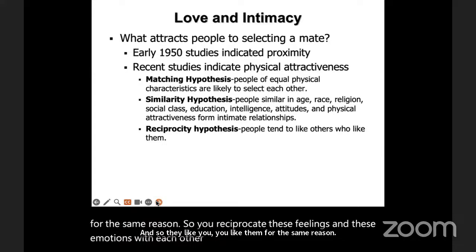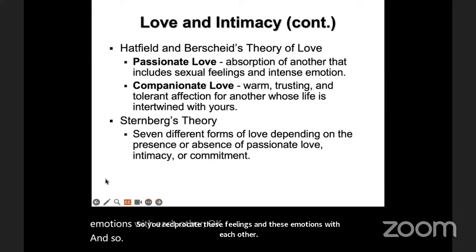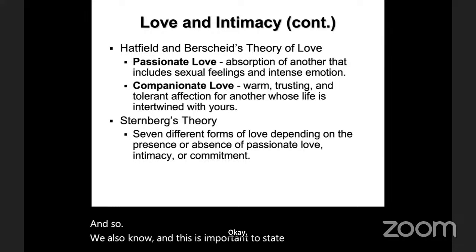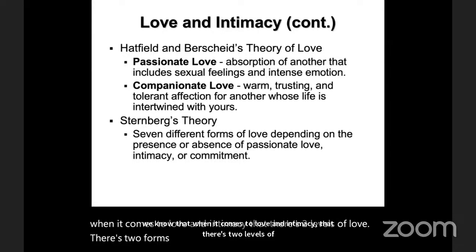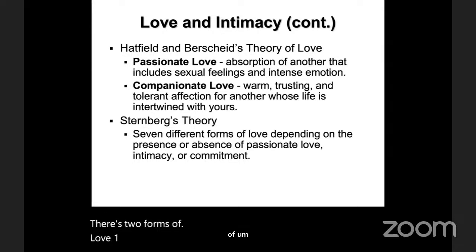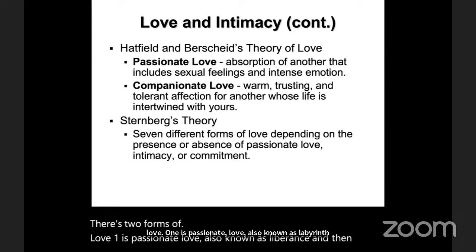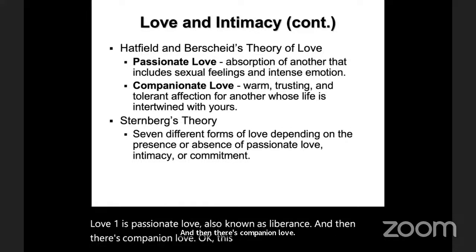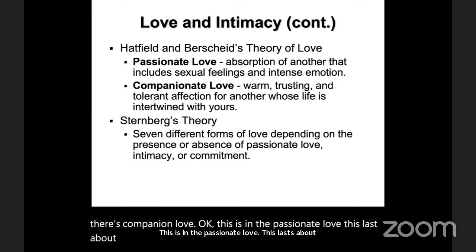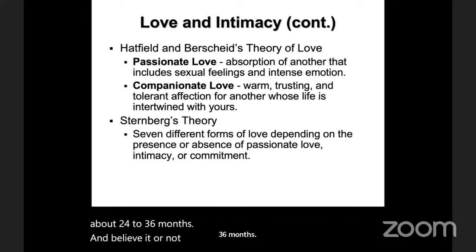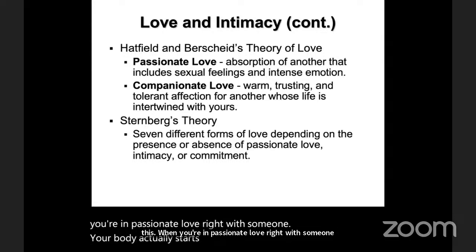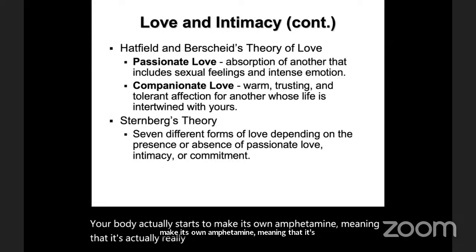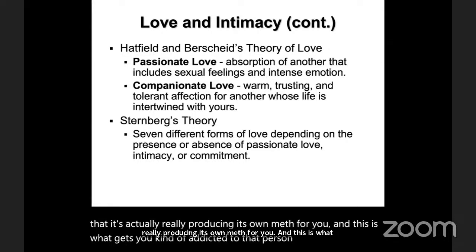Okay. And we also know, and this is important to state, that when it comes to love and intimacy, there are two forms of love. One is passionate love, also known as limerence, and then there's companion love. Okay. Passionate love lasts about 24 to 36 months. And believe it or not, there are biological correlates to this. When you're in passionate love with someone, your body actually starts to make its own amphetamine, meaning it's really producing its own meth for you. And this is what gets you addicted to that person, and they're absorbed in your thoughts.